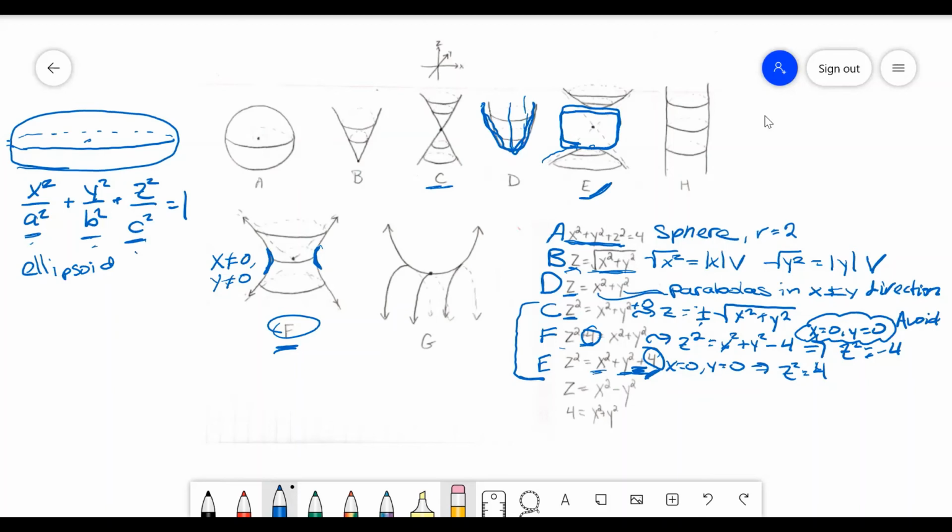Okay. So now we're on to z equals x squared plus y squared, and we're returning to this idea of paraboloids in the x and y, or parabolas in the x and y direction. Except unlike in letter D, we have that one is positive and one is negative. And so the plus x squared means that we expect a parabola opening upward in the x direction, and the minus y squared means that we expect a parabola opening downward in the y direction.